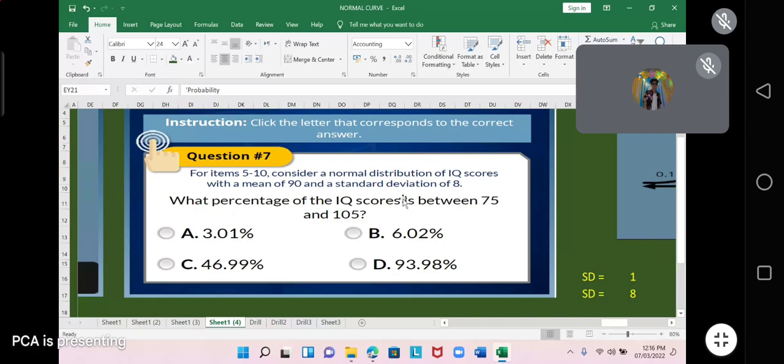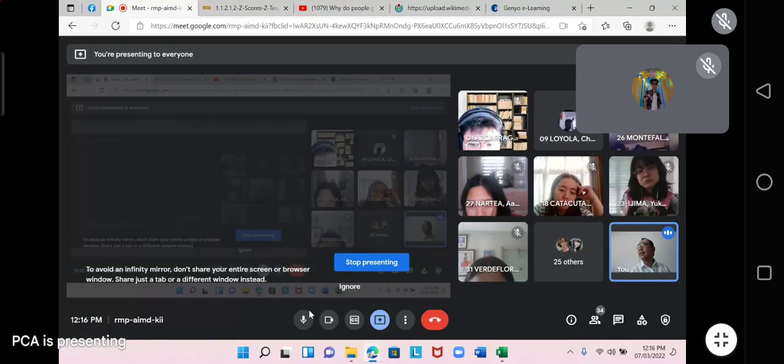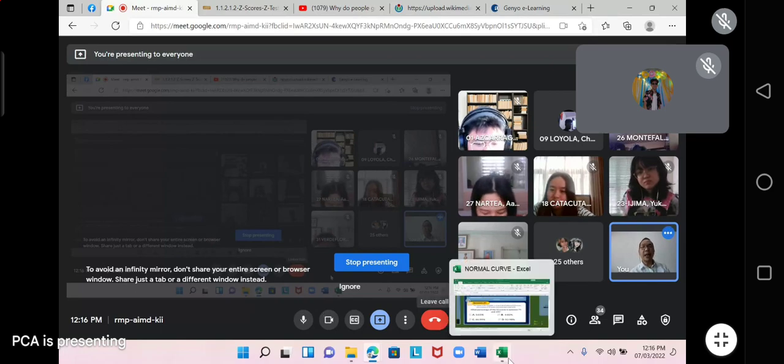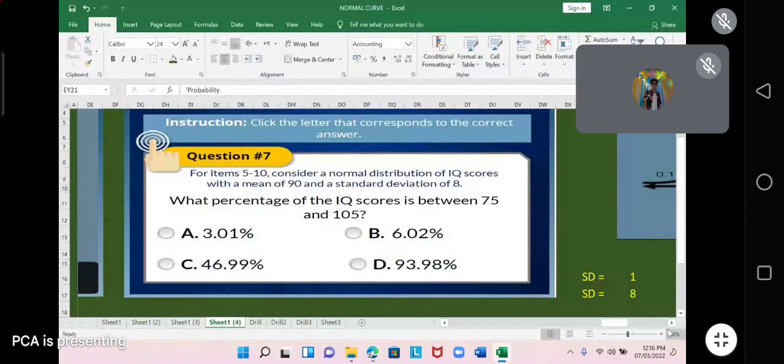Ayan na, nagsusukat na tayo ng IQ. Matalino ba itong si Grayton Exodus? Pagka mineasure ko yung IQ niyo, no? Baka wala kayong IQ. Charot lang. Okay? Maraming matatalino dito. Okay, let's measure, no?